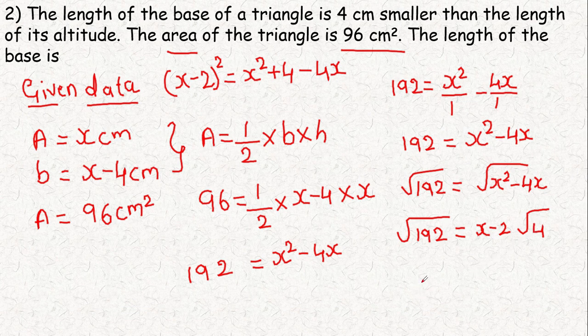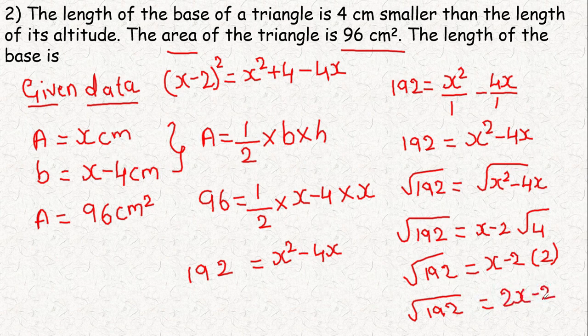However, you know that root of 4 is 2, so x minus 2 into 2, that's root of 192 is equal to 2x minus 2. If they asked exactly the x value, you don't need to solve this equation. If you want just the x value, you can take root of 192 by 2 plus 2 is equal to x. This will be the value of x. When you substitute in this equation, you will get exactly 96 centimeter square.